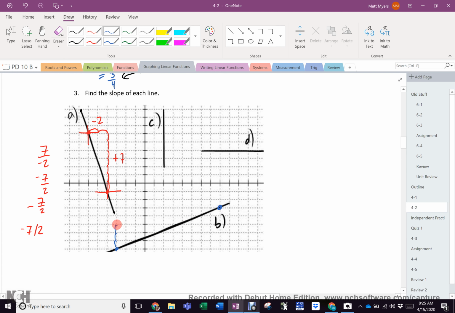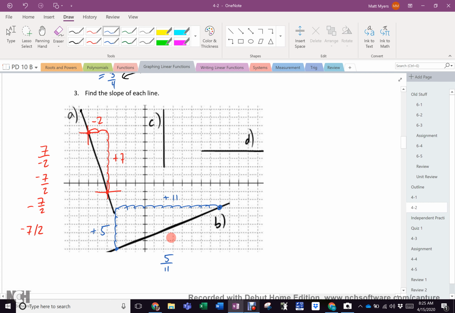1, 2, 3, 4, 5. Positive 5 because I went up. 1, 2, 3, 4, 5, 6, 7, 8, 9, 10, 11. Positive 11 because I went to the right. So that is 5 elevenths.